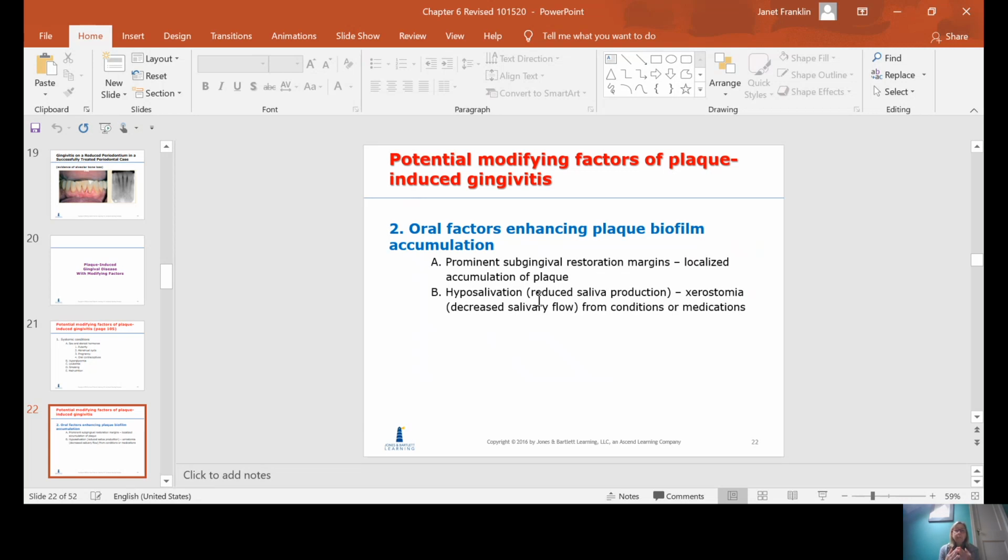When a person has orthodontic bands, sometimes it's really hard to get all the plaque. Those of you who have worn braces know it's really hard to get all the plaque off of the gingival margins.